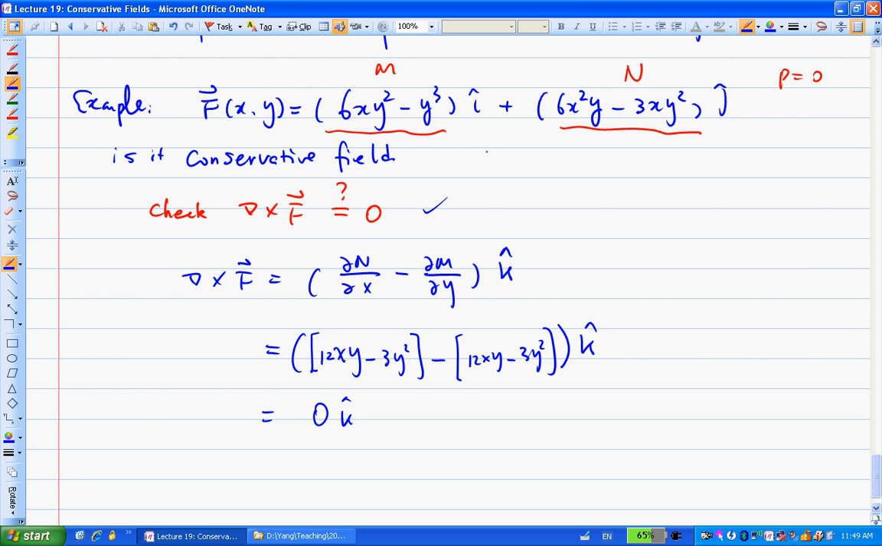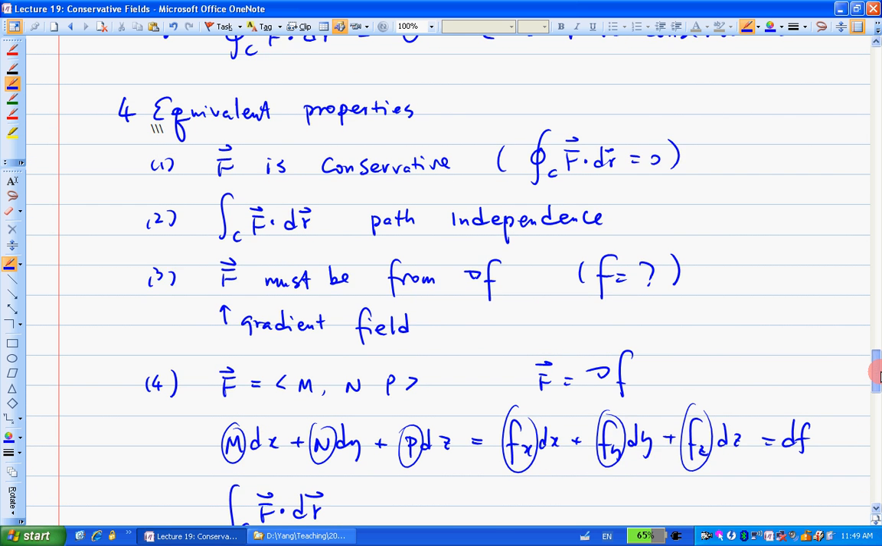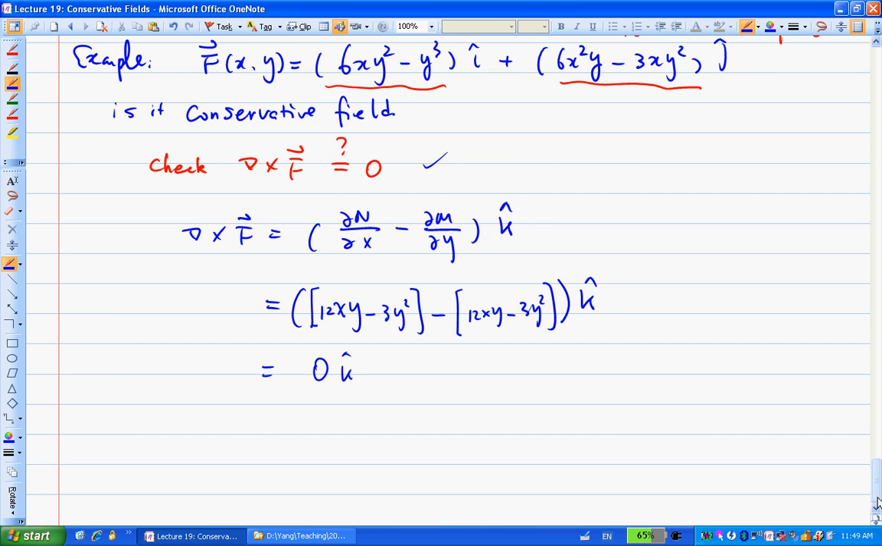All right. So now the question here is, if this F is a conservative field, then according to the property, when F is conservative, F must be a result of the gradient of a certain scalar function. So what would be that scalar function f then? That's basically the next question here.